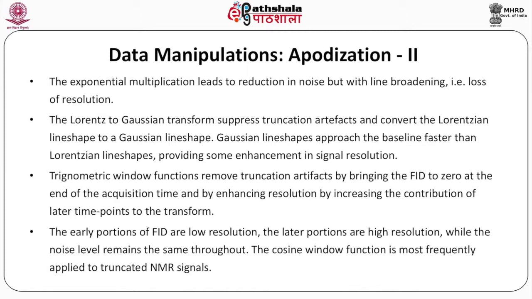Trigonometric window functions remove truncation artifacts by bringing the FID to 0 at the end of the acquisition time and by enhancing resolution by increasing the contribution of later time points to the transform. The early portions of the FID are low resolution, the later portions are high resolution, while the noise level remains the same throughout. The cosine window function is most frequently applied to truncated NMR signals.